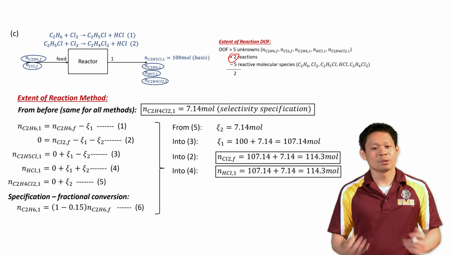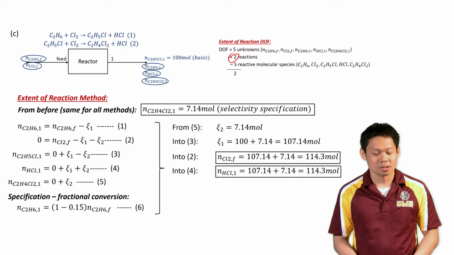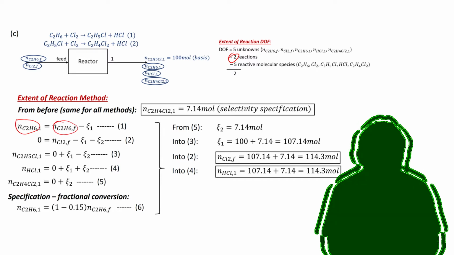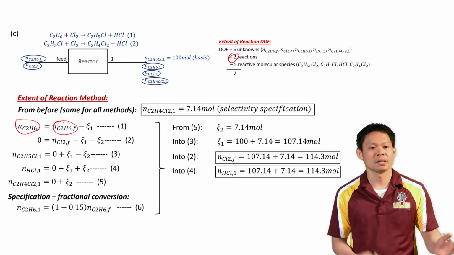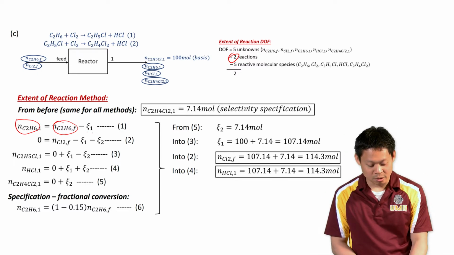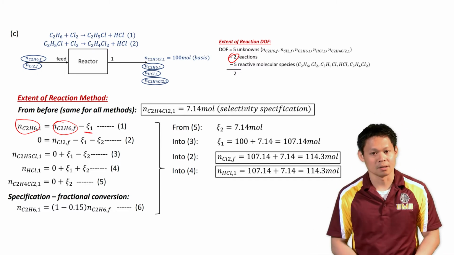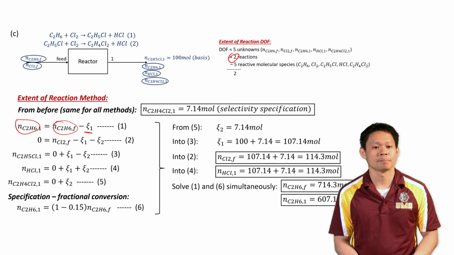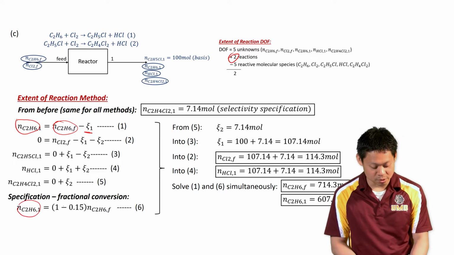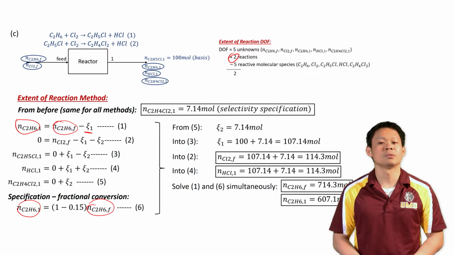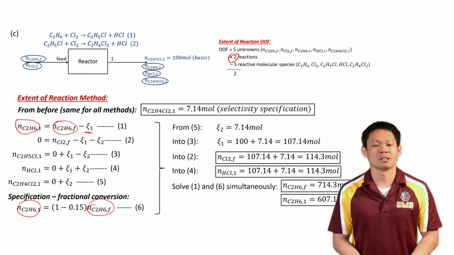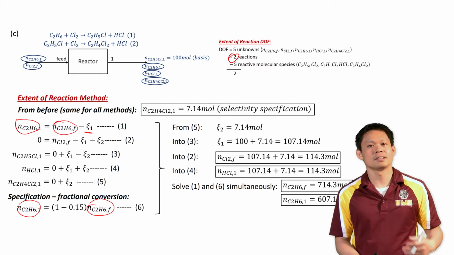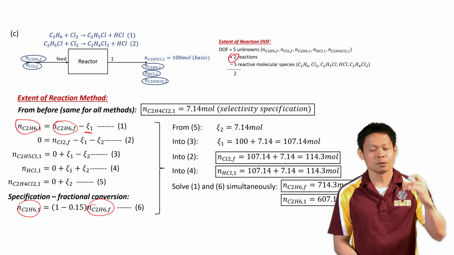Now you realize that we still have a specification we haven't used. What you realize is that in equation 1, you have the 2 unknowns of our C2H6 coming in and coming out. Once we know our XC1, which we know from above, we are going to solve 1 and 6 simultaneously. So again, we have the same 2 unknowns in 1 and 6. We're going to solve them simultaneously, and you're going to end up with the same answer as we got in the atomic.